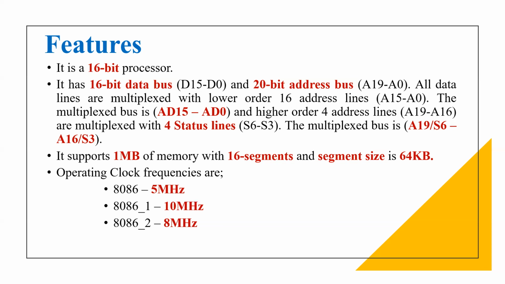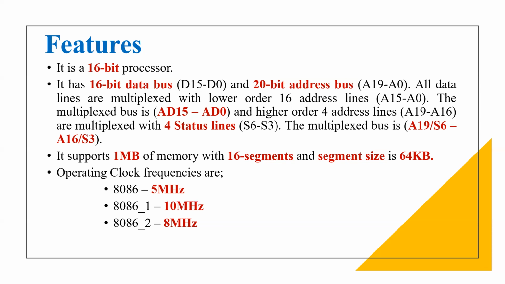And next, coming to the operating clock frequencies of 8086. In the introduction part, I told you that there were 3 versions of the 8086 processor available. Those are 8086, the second one is 8086-1, and the third one is 8086-2. These 3 different versions have 3 different frequencies. For the simple 8086 processor, its operating clock frequency is 5 megahertz. For 8086-1, the operating frequency is 10 megahertz. For 8086-2, its operating clock frequency is 8 megahertz.